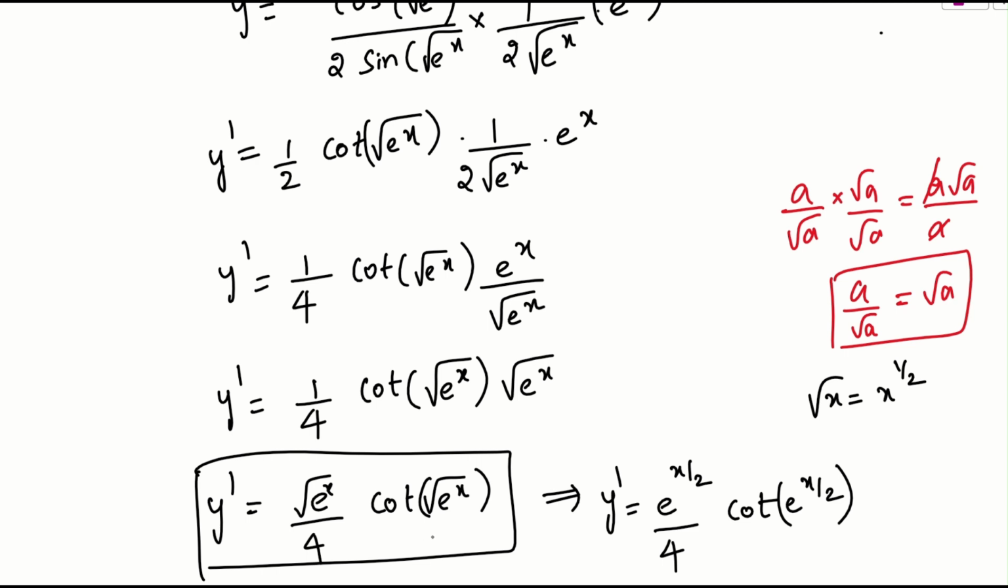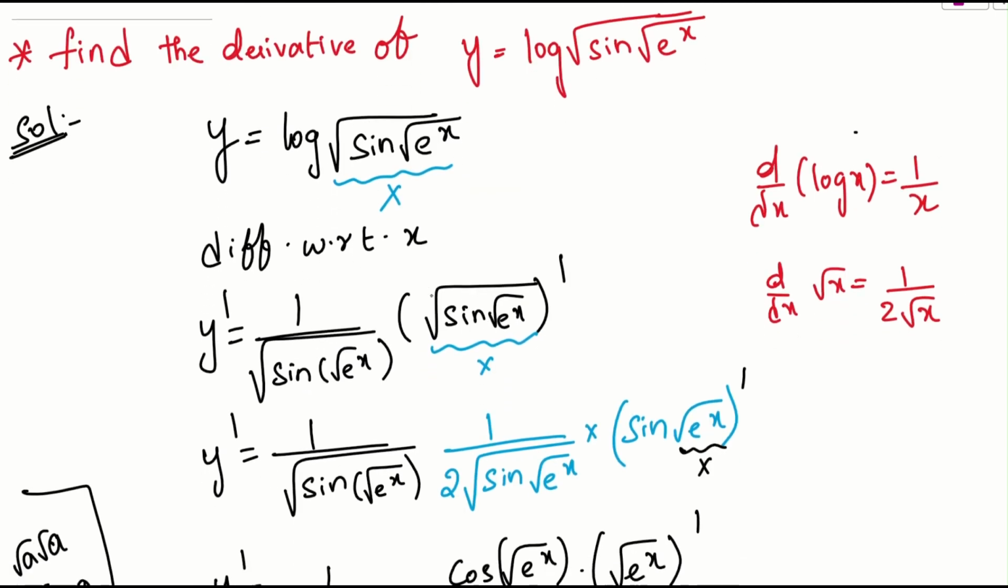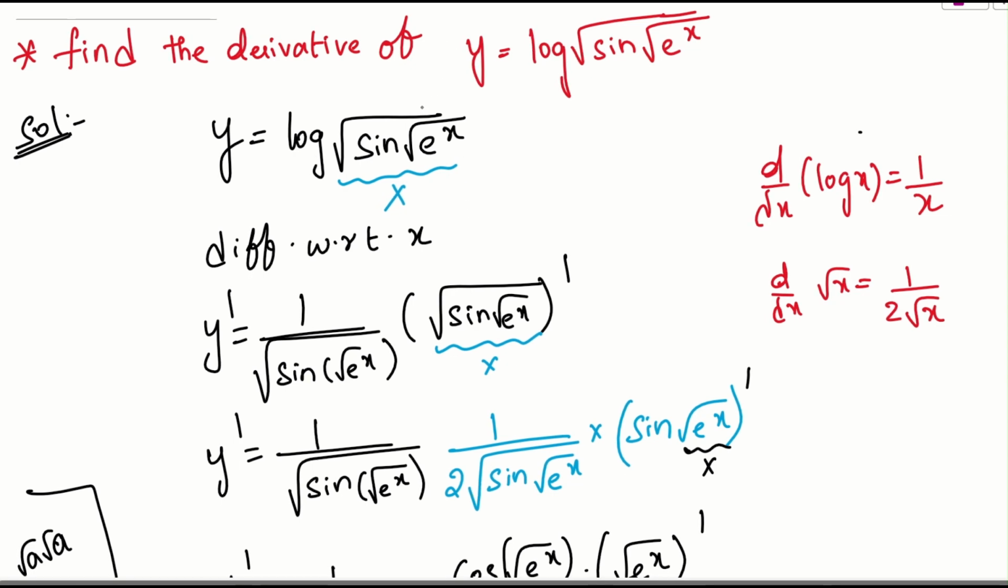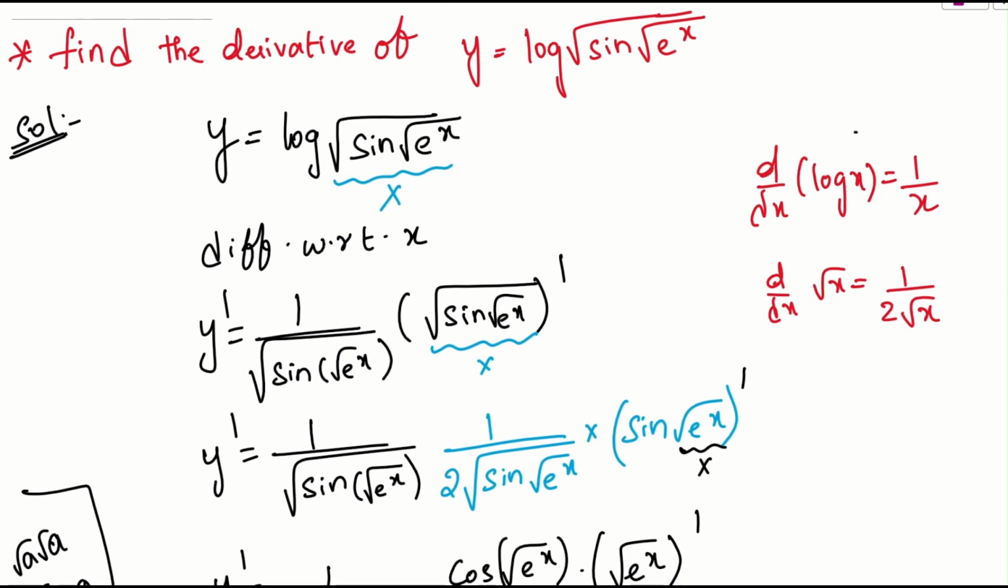If this is not there in the options, then obviously it must be there after simple simplification; two more simplifications should be done. That's all. Is it okay? Yes, this is the final answer for this. If you have any doubts, if you did not understand anything, you just let me know. Okay, thank you.